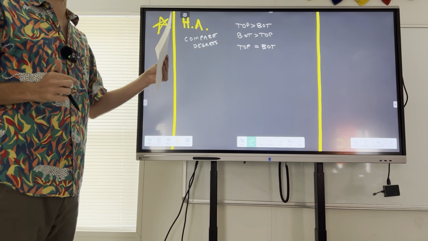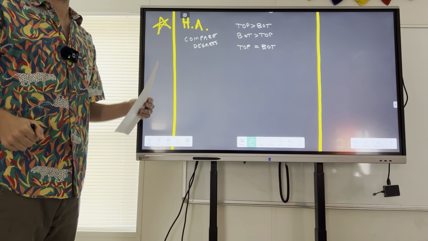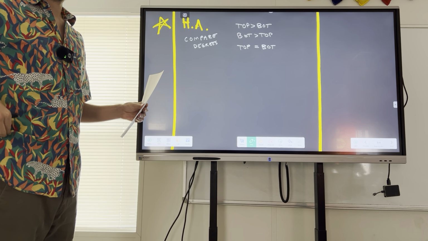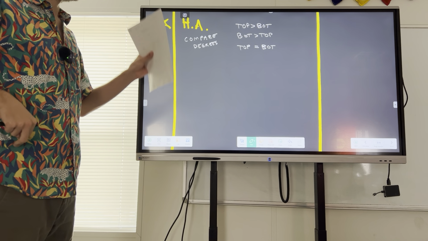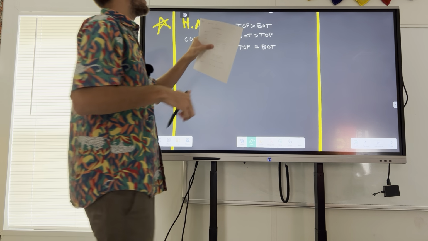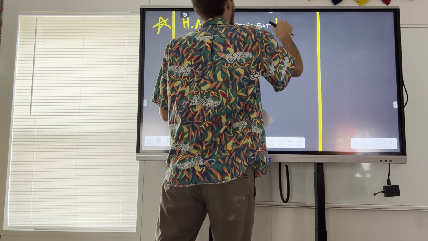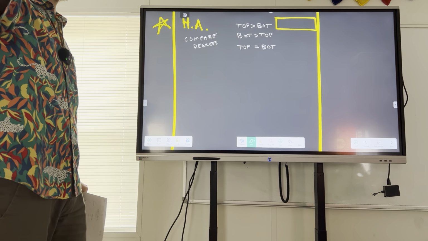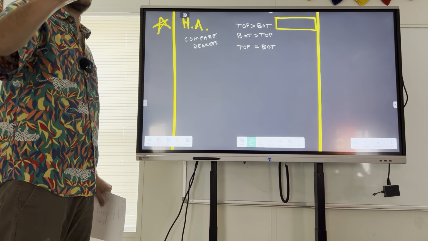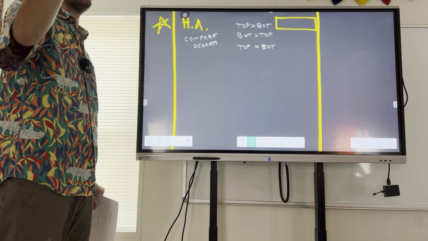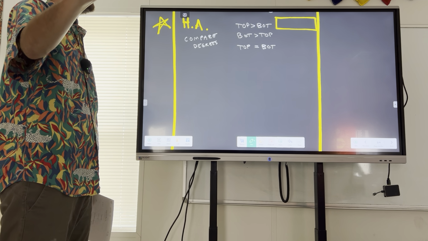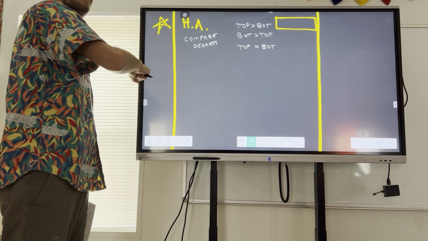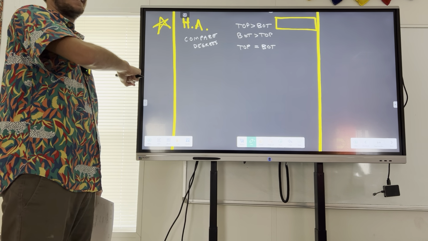Does anybody know any of these for a horizontal asymptote? Okay, if the top is bigger than the bottom, we're gonna leave that as a blank. And what you've said is not wrong, but we're just gonna hold on to that for just a second. Any other ones? What do you got?